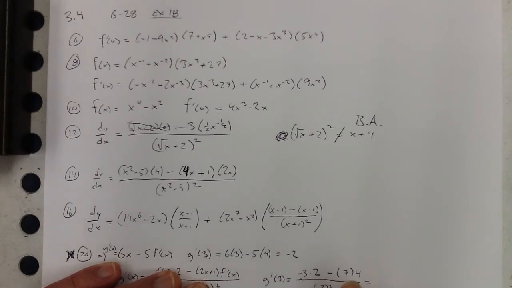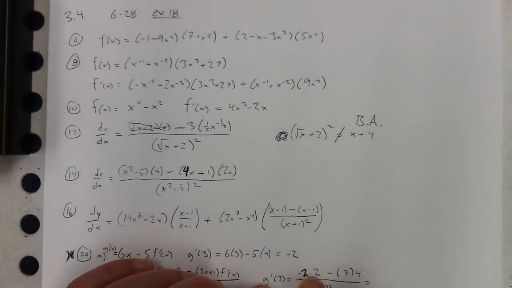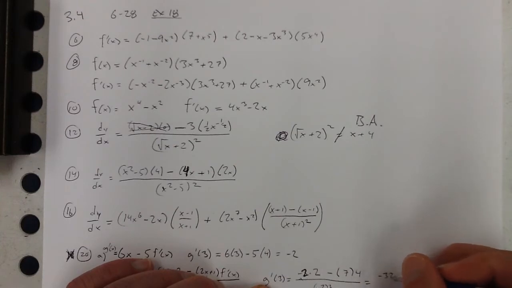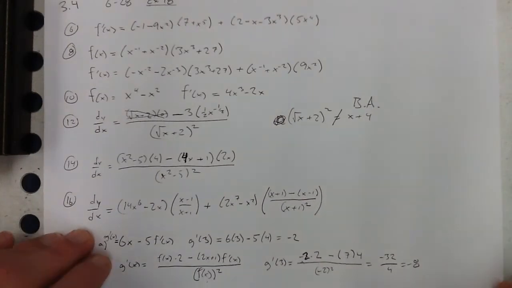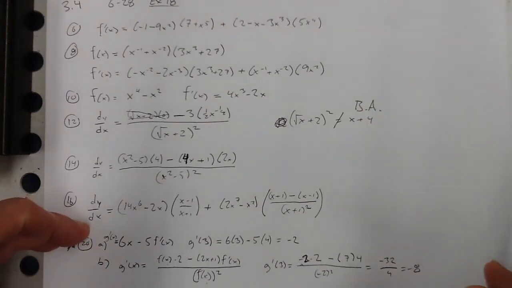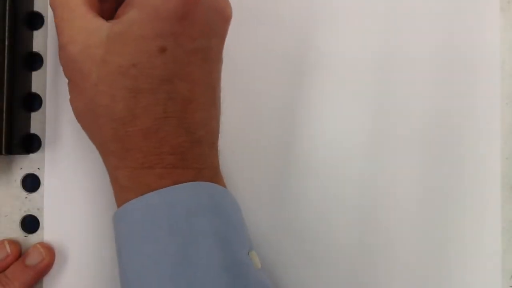right? Oh, did I mess something up here? I have f of, that's supposed to be negative 2, not negative 3. Sorry about that. So it's negative 4 minus 28 is negative 32 over positive 4. That's negative 8. All right. We're cruising along here. We're getting good at calculus.